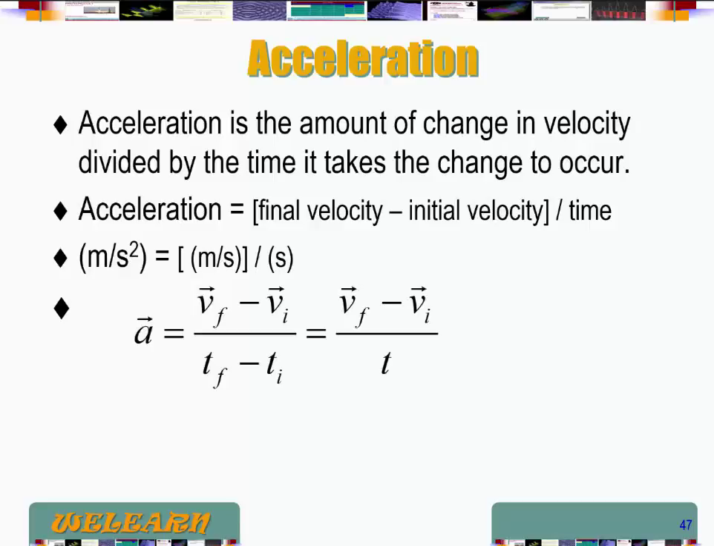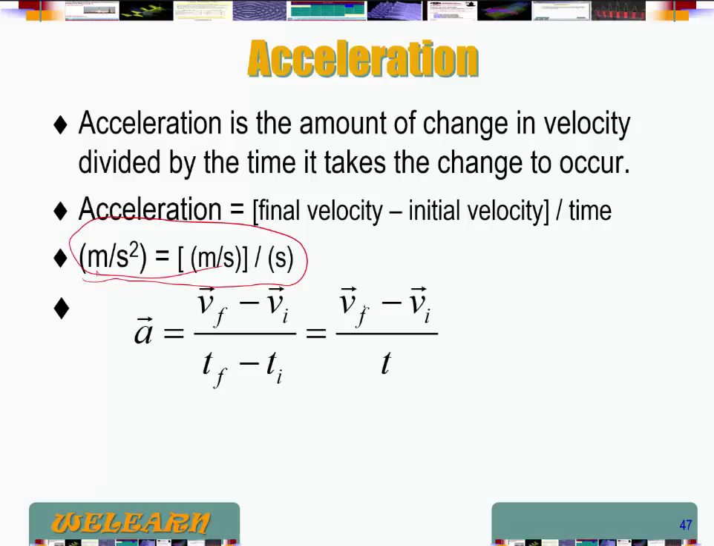Acceleration is defined as the change in velocity divided by the change in time, which is essentially final velocity minus initial velocity over final time minus initial time, or change in velocity over time. Okay, now the unit for acceleration, the SI unit: change in velocity, so that's a unit of velocity, meters per second, divided by time, divided by seconds. So that's meters per second squared. That's the SI unit.